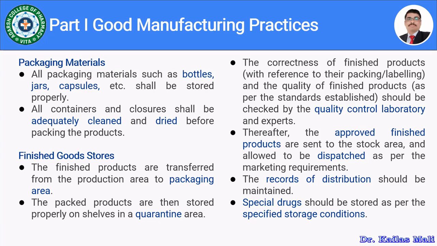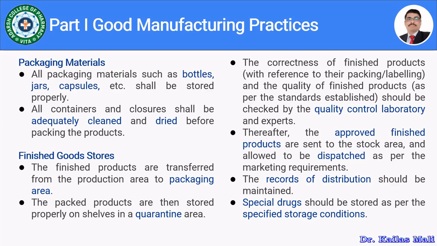Let us see the next store, that is the finished goods store. So the finished products are transferred from the production area to the packaging area. Once the manufacturing of the product is finished in the manufacturing area, the finished product should be transferred to the packaging area, or you can say the quarantine area for the packaging, isn't it? The packed products are then stored properly on the shelves in the quarantine area. Once the material is packed, it should be stored in the quarantine area until we get the approval from the quality control department.